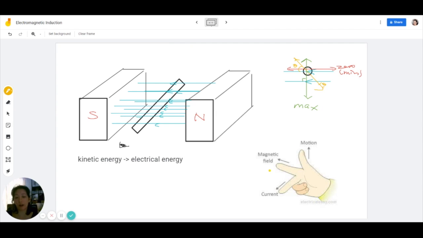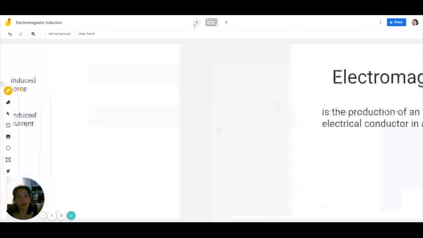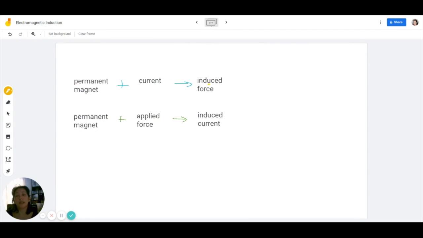So this is of course all related to Fleming's right-hand rule. Now we did learn about Fleming's left-hand rule in the topic of forces across a current-carrying conductor in a magnetic field. And this is very, very closely related. Like I said earlier, over here on slide number 2, the combination of these two produce induced force, whereas the combination of these two produce induced current.